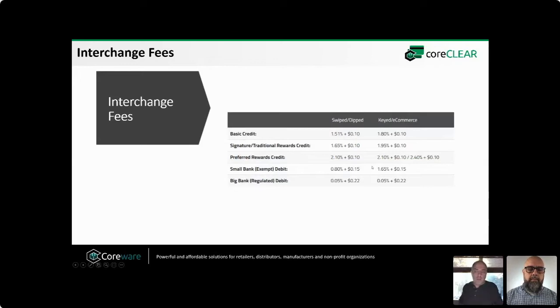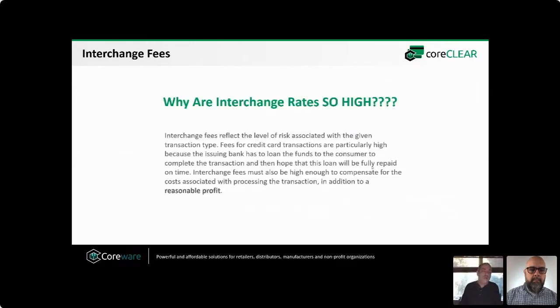So basically, these are the costs, right? This is the interchange costs that we're looking at. So the big question, why are interchange rates so high, right? Why are we paying 1.5%, 2%? The issuing bank is already getting money from that customer, right? The end user, the consumer is already paying interest.